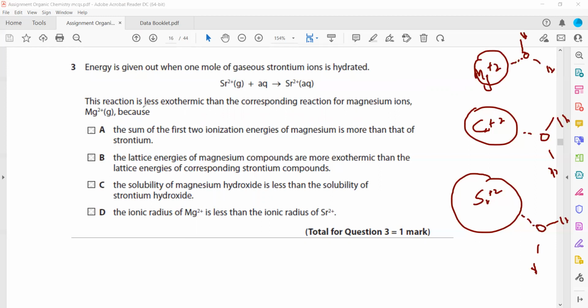So what is the reason why? Hydration energy is always exothermic, because the bond forming is exothermic. So as we go down the group, the ionic radii increases, so hydration energy decreases. So why magnesium? The ionic radius of magnesium is smaller compared to strontium, so that's why magnesium will have a higher exothermic or higher hydration energy compared to that of strontium. So D is the right answer.